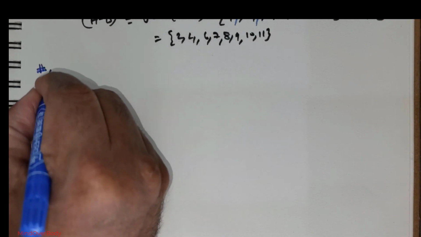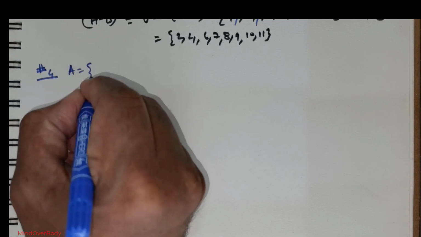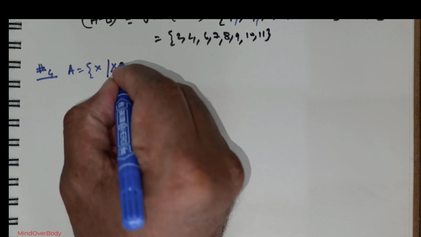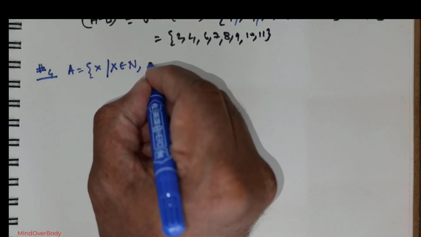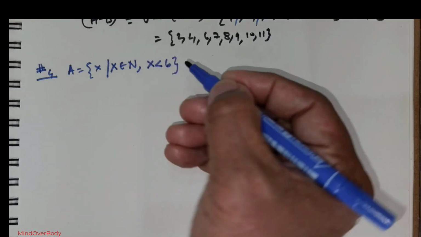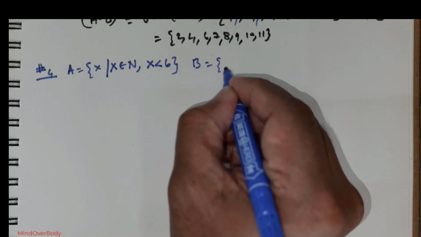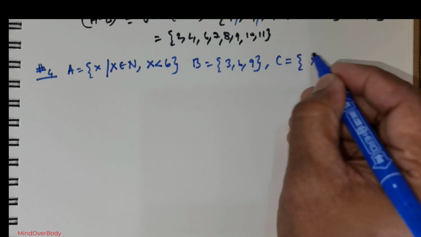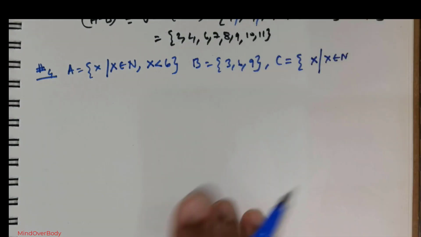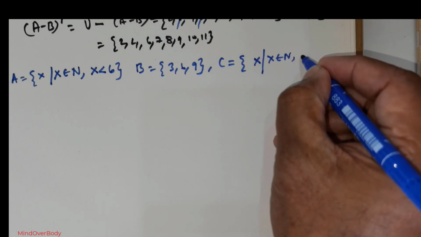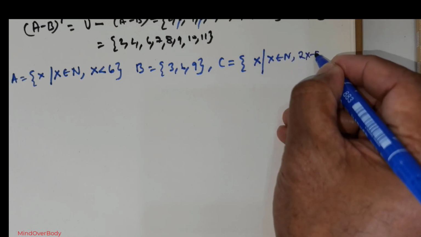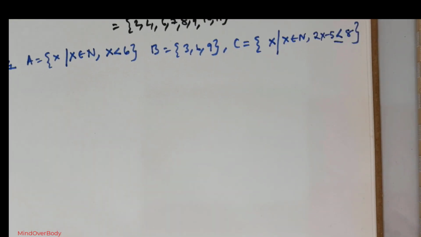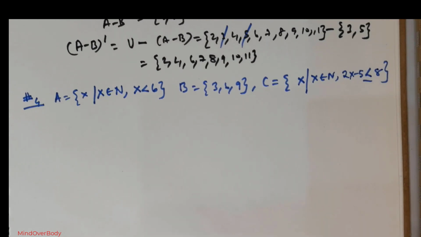This is question number 4. A is the collection of all x such that x is an element of natural numbers, and x is less than 6. Now B is given to be 3, 6, 9, and C is given to be the collection of all x such that x is an element of N, and 2x negative 5 is less than or equal to 8. Right, so these are some of the conditions that have been given.